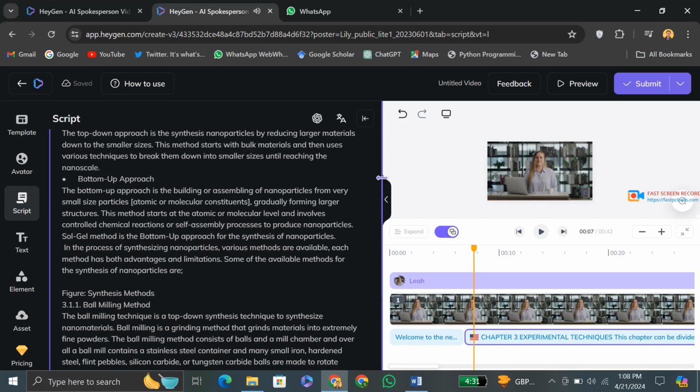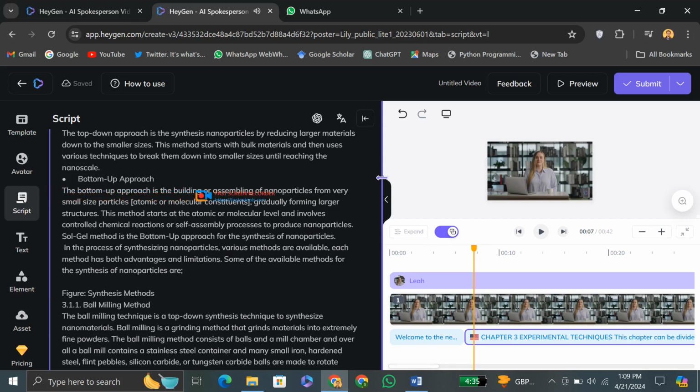the nanoscale. Bottom-up approach. The bottom-up approach is the building or assembling of nanoparticles from very small size particles, atomic or molecular constituents, gradually forming larger structures. This method starts at the atomic or molecular level and involves controlled chemical reactions or self-assembly processes to produce nanoparticles. Sol-Gel method is a bottom-up approach for the synthesis of nanoparticles.